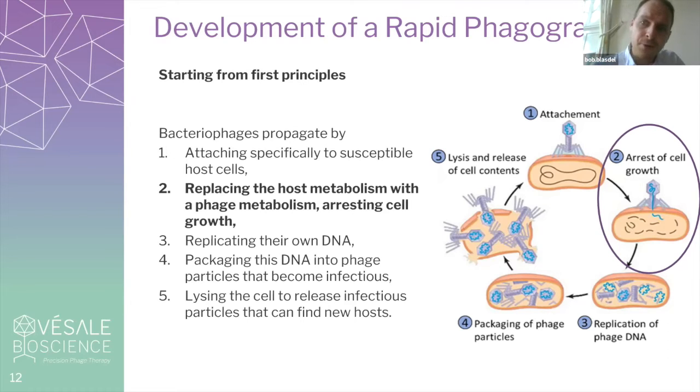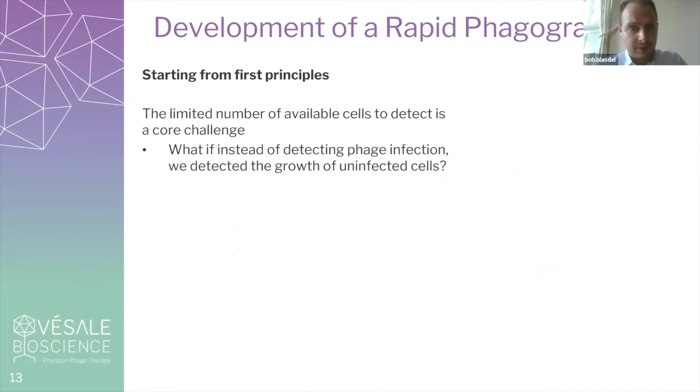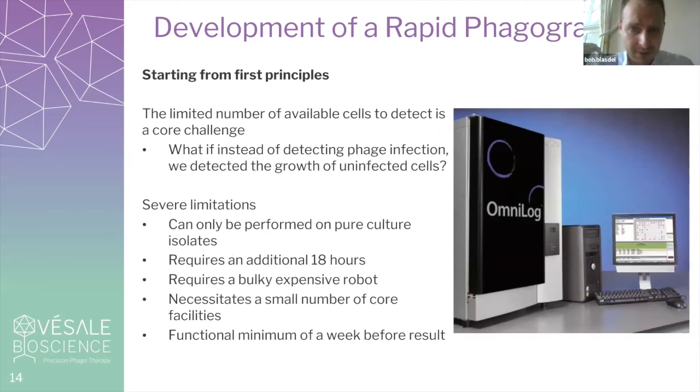And our first thought was, let's just detect the arrested cell growth. That should be relatively easy. The core challenge of developing a phagogram is just the very limited number of cells that are available to detect. So what if instead of detecting phage infection, we instead detected the growth of uninfected cells? Instead of detecting susceptibility, we detected resistance and inferred susceptibility from the absence of resistance. So we have an Omnilog, and we could have developed this phagogram, but we decided not to.